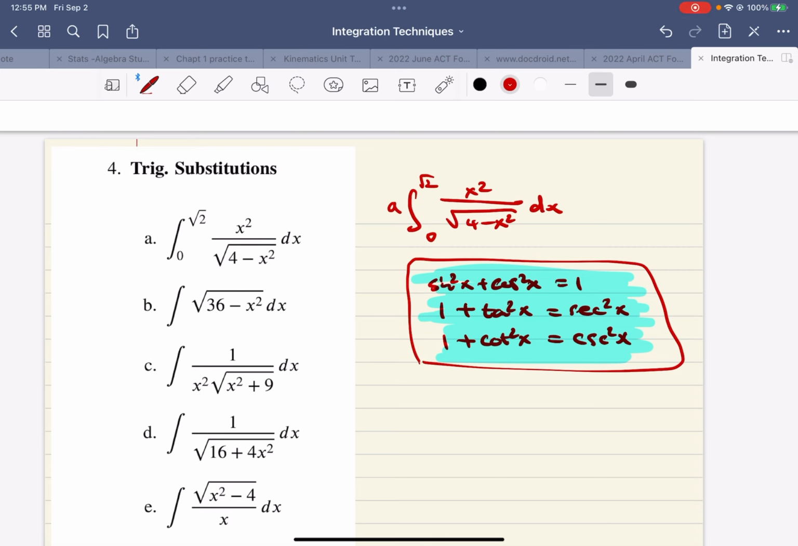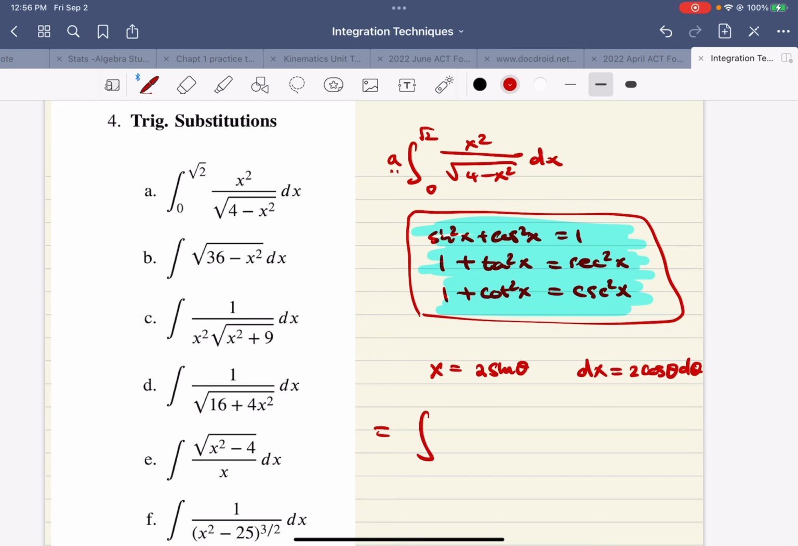So here's what you have to do. Let's say u is, okay, no, not u. So x is 2 sine theta. Okay, that's why we call it trig substitution. Then dx equals 2 cosine theta d theta.